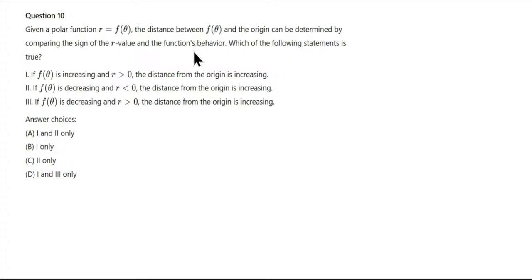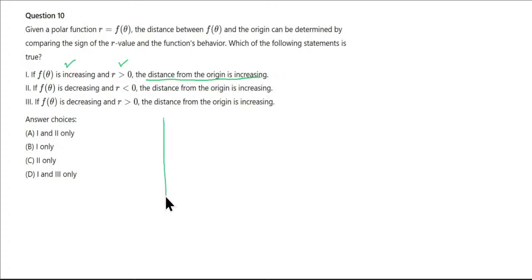They are just asking that if there's a polar function, then just by knowing whether f theta is increasing or decreasing and r is positive or negative, how can I know whether the distance from the origin is increasing or decreasing and so on? So my recommendation is to graph this in the rectangular plane. This will be very, very easy for you.